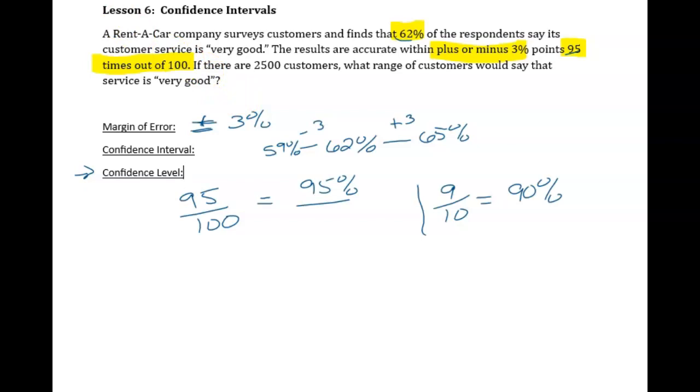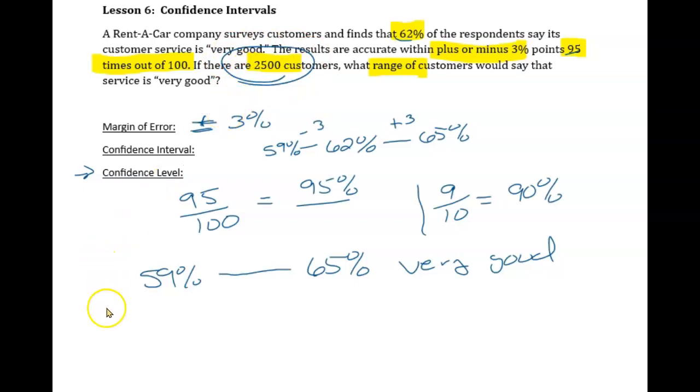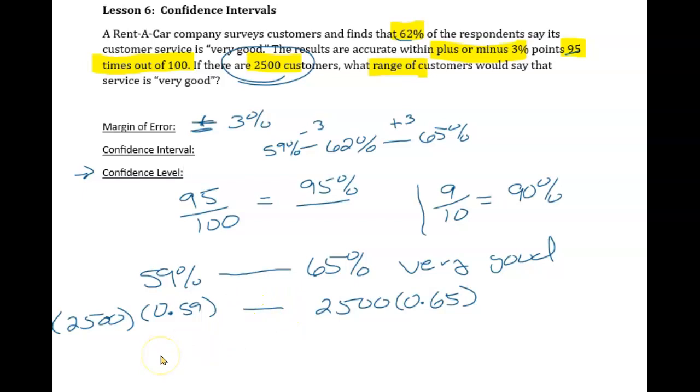So the very last part of the question says, if there are 2,500 customers, what range of customers would say the service is very good? Well, we know that 59% of the customers up to 65% of customers would say the service is very good. But how does that work now when there's an actual number of customers, 2,500? So you multiply the number of customers you have, 2,500, times your percentage, so remember to change your percent to a decimal. We do the same on the other side here. So this would give you the actual range of people involved.